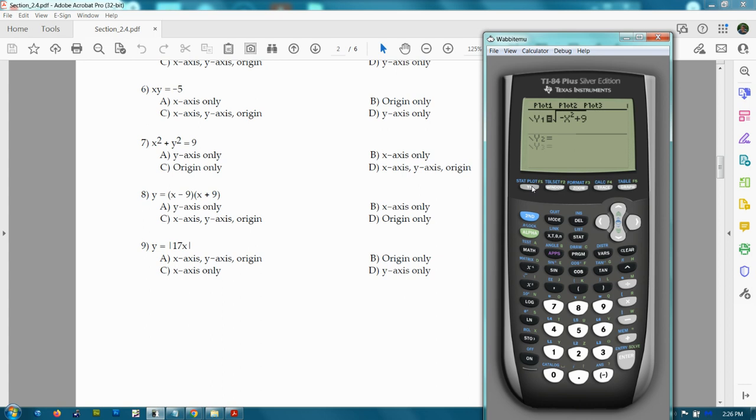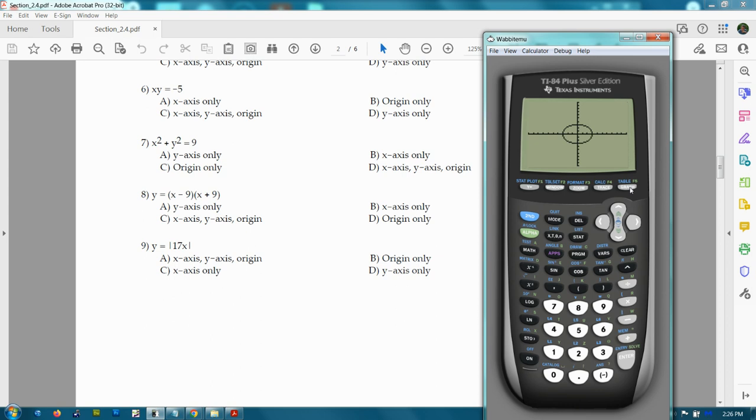Now, since I took the square root to solve for y, you have a negative here. In fact, it'd be a minus sign here. Minus second function, the square root of negative x squared plus 9. And if I were to graph this, you get the bottom half.